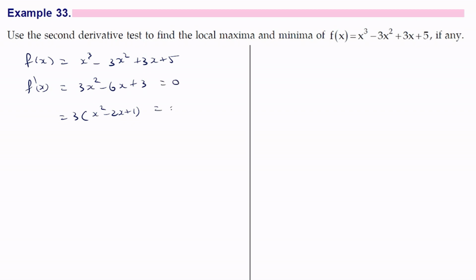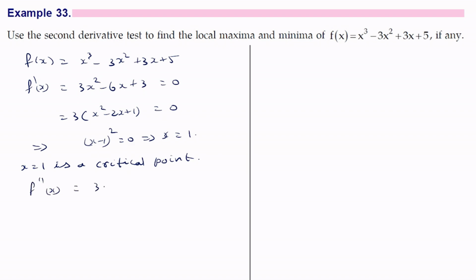At the critical points, f dash of x equal to 0 implies x minus 1 the whole square equal to 0, or x is equal to 1. So here x equal to 1 is a critical point. Now let us find f double dash of x. F double dash of x is 3 into 2x minus 2. So at x equal to 1, f double dash of 1 is 0.